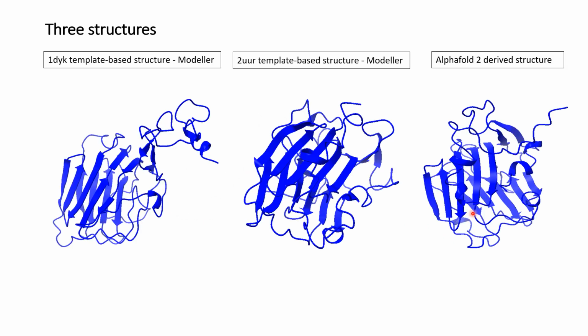Next, three structures were built using two different programs, Modeler and AlphaFold 2, and two different templates: 1DYK, which is the alpha 2 chain of laminin, and 2UUR, which is the NC4 domain of collagen type 9. The first one is the 1DYK template-based structure built by Modeler. We have used version 10.3 of the Modeler software. The second structure is built by Modeler using the template 2UUR, which is the NC4 domain of collagen type 9. And the third structure is derived from AlphaFold 2.